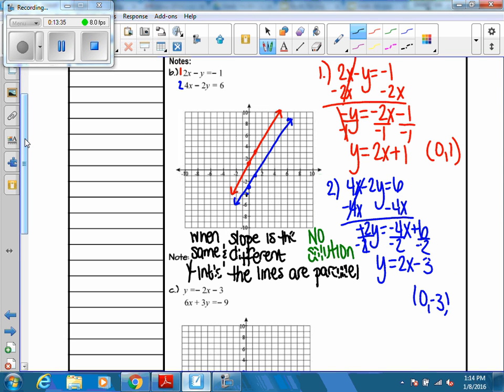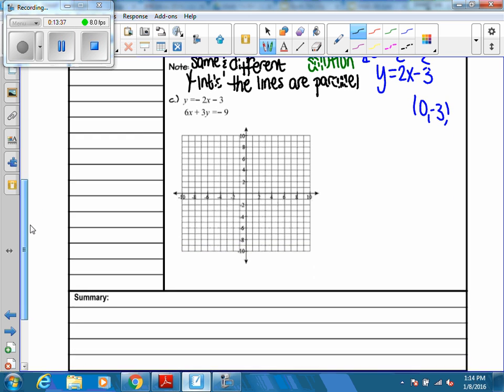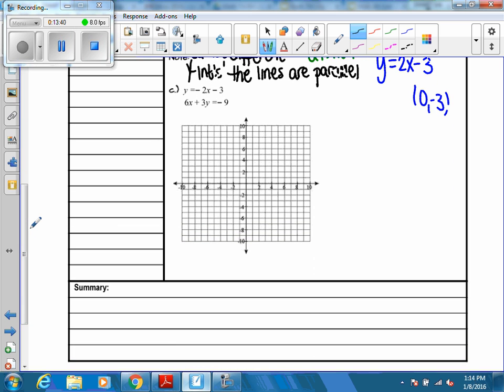If I keep going and looking at part C, my first equation is already in slope-intercept form. And then I have my second equation. My first one is y equals 2x minus 3. And I'm going to graph that first. I have 0, negative 3. Once again, my y-intercept is negative 3. My slope is 2, so I'm going to go up 2 and over 1. And this is the line that I have.